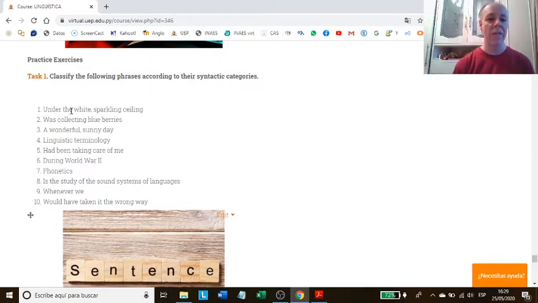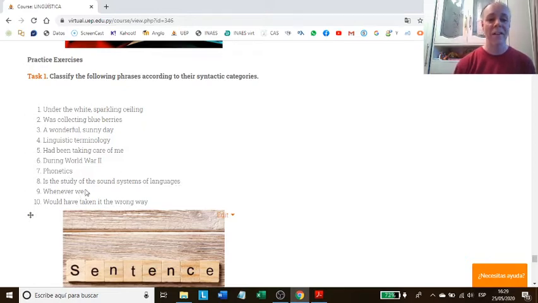Number one, under the white sparkling ceiling is a prepositional phrase. Number two, was collecting blueberries is a verb phrase. A wonderful sunny day is a noun phrase. Linguistic terminology is a noun phrase. Had been taking care of me is a verb phrase. During World War II is a prepositional phrase. Phonetics is a noun phrase. Is the study of the sound system of languages is a verb phrase.